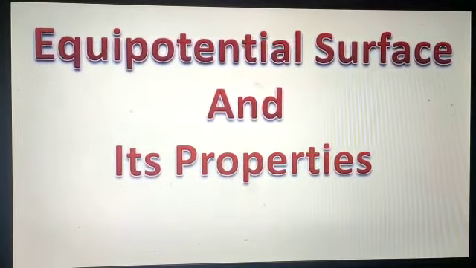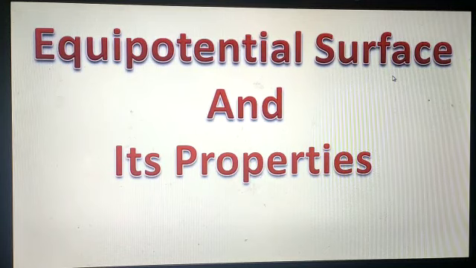Hello students, today we are going to discuss equipotential surface and its properties. As the name suggests, equipotential surface means the potential is the same everywhere on the surface. Let us see the proper meaning of equipotential surface and we will discuss its properties also.